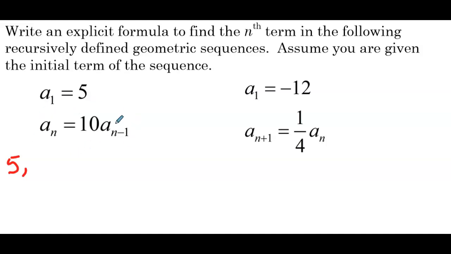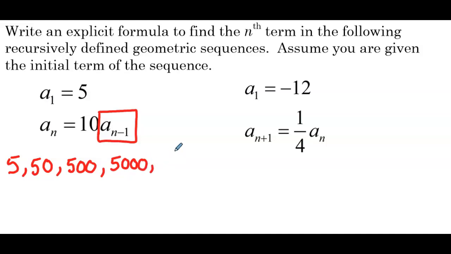And if we look at the second equation here, I'll put a box around the a sub n minus 1. So it's saying to get the next term in the sequence, multiply the previous one, a sub n minus 1, by 10. So multiply by 10, we would get 50. Multiply by 10 again, we would have 500. Again, we would have 5,000. Again, we would have 50,000. And then that sequence would continue. We didn't have to write these terms out, but I think it's helpful to do so.